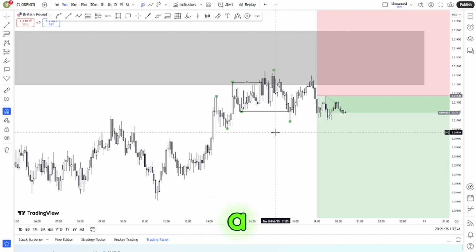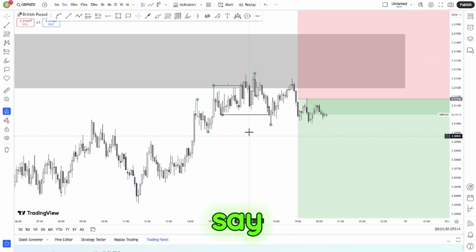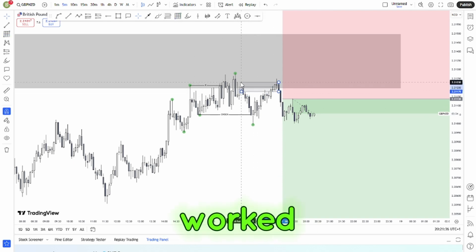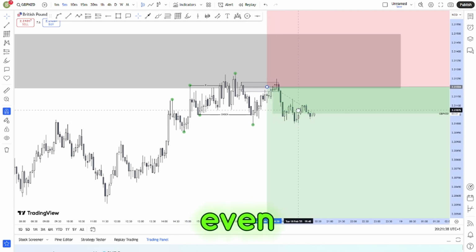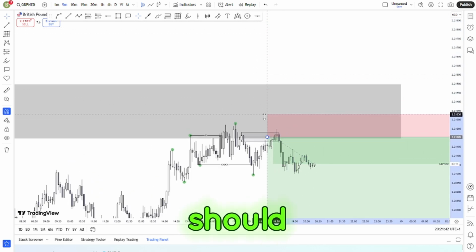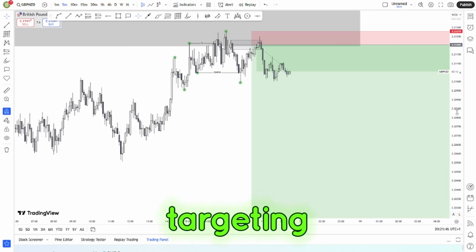As you can see here, it's not that nice. We had a weak creation right there, but you can just wait for another confirmation. So let's say maybe this is our change of character, then we know that we are going to take an entry around here, and we wicked above, as you all know. But even if we wicked above, the entry should be like this. The entry should be like this. Your stop loss should be just above that area, and then you're targeting the lows.